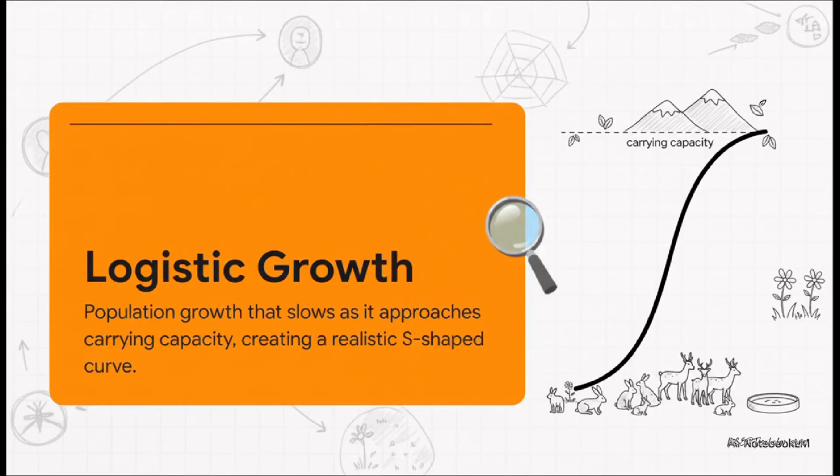So this reality of limits gives us a much more common growth pattern in nature, logistic growth. A population starts off growing fast, but as it gets closer to that carrying capacity, things get crowded, resources get tight, and growth starts to slow way down and eventually just levels off. This gives you a much more realistic S-shaped curve.